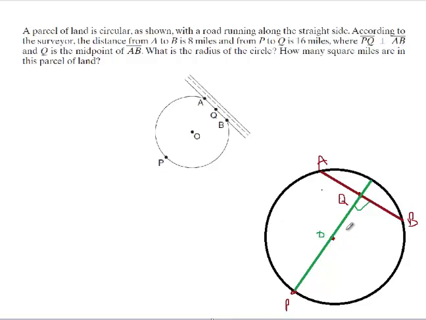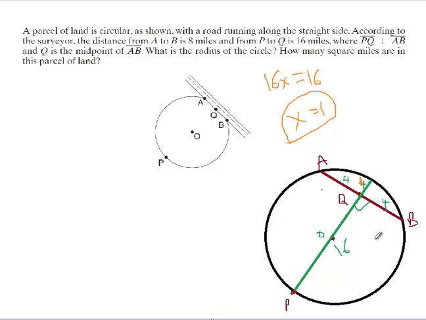Now, what do they tell us? They tell us AB is 8 miles, so we'll say 4 on each side, and PQ is 16 miles from here to here. Now, we don't know what this is. This we'll call x. We'll use the same formula to figure out what x is. Remember, this times this has to equal this times this, by definition. So 16 times x, which is 16x, equals 4 times 4, which is 16. Divide each side by 16, and we know that x equals 1.